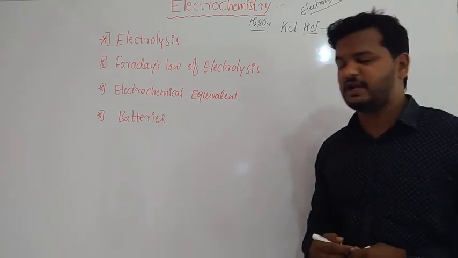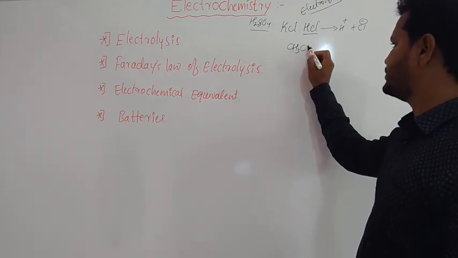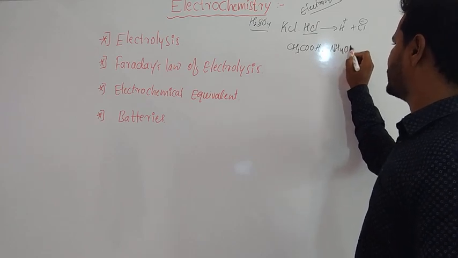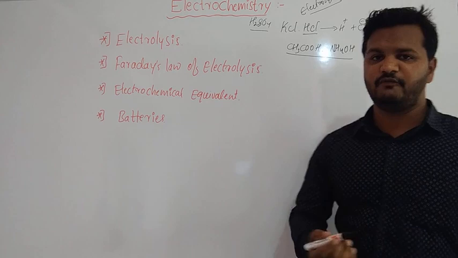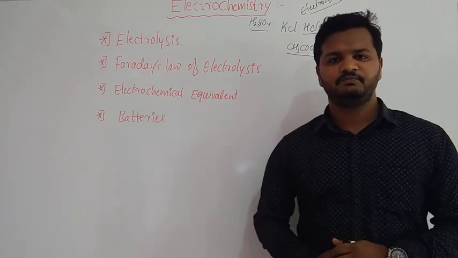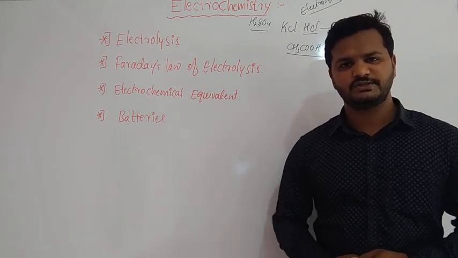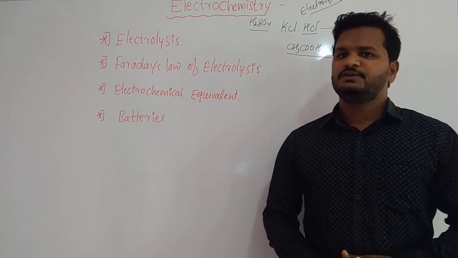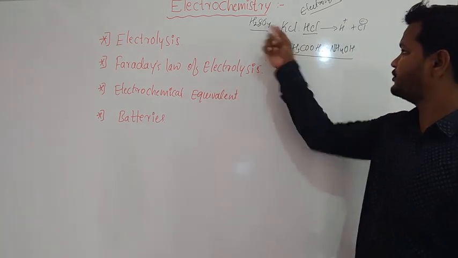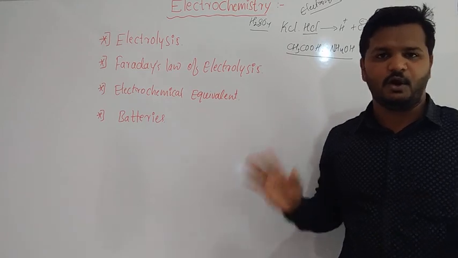Examples of weak electrolytes are acetic acid, CH3COOH, and NH4OH, ammonium hydroxide. These two are examples of weak electrolytes. And one more, the non-electrolyte: a substance which does not dissociate into ions. Examples are urea, glucose and distilled water. So students, our aim is to discuss strong and weak electrolytes, whatever it may be, but not non-electrolytes.